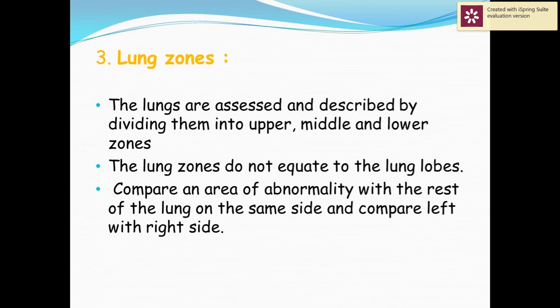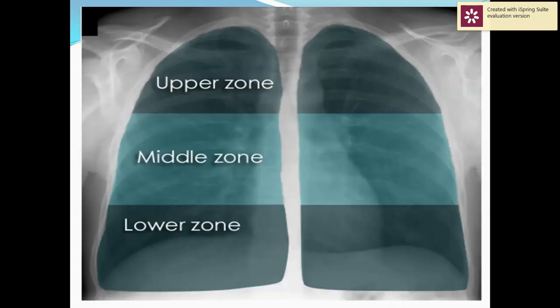Lung zones. Of course, it is better to divide the lung into 3 zones. The upper zone is from the second rib and up, to the 4th rib. This is the mid zone from the 4th rib to the 6th rib anteriorly, and this is the lower zone.